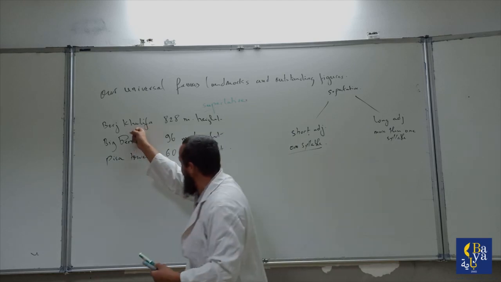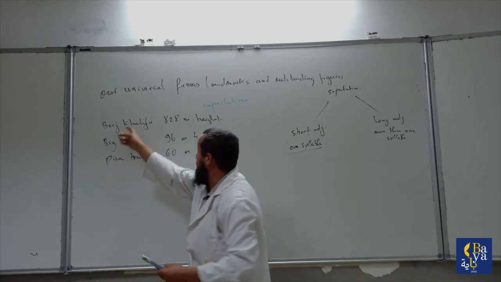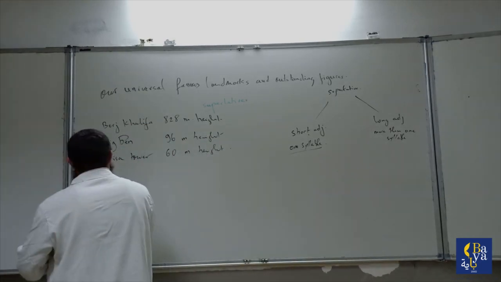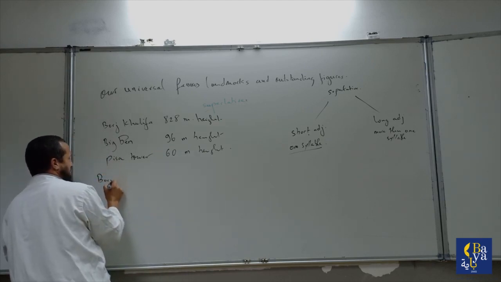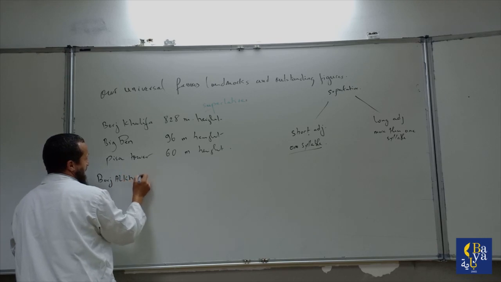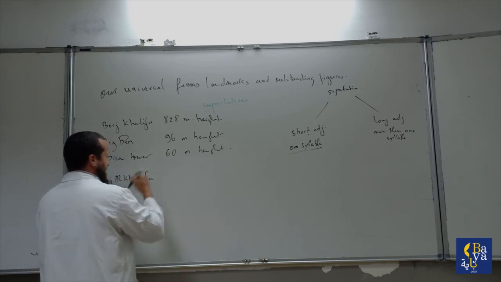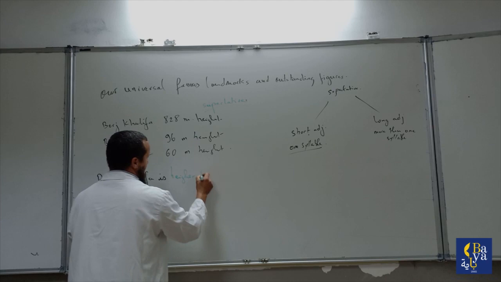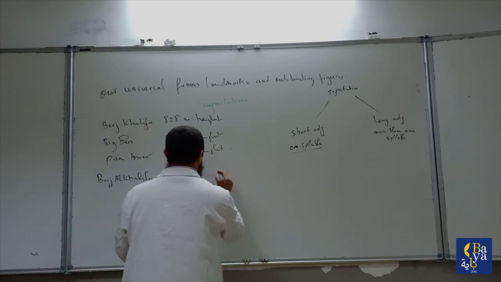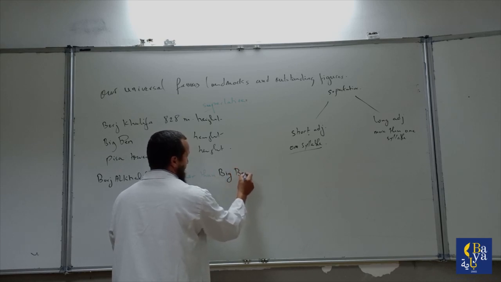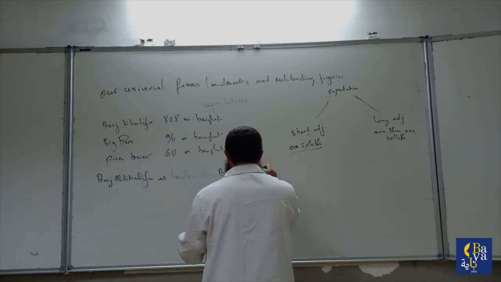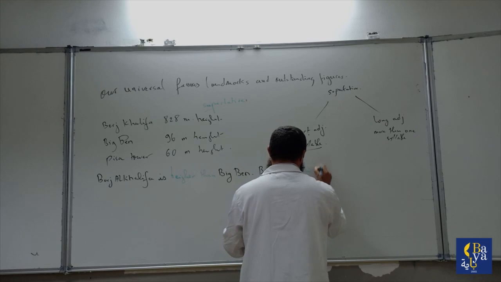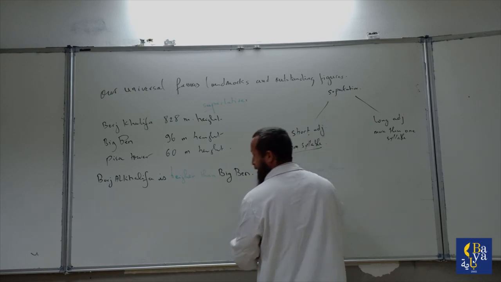We are not comparing Burj Khalifa with Big Ben only. We want to compare Burj Khalifa with both Big Ben and Pisa Tower. We say, this is the example: Burj Khalifa is higher than Big Ben. Comparative: Big Ben is higher than Pisa Tower.